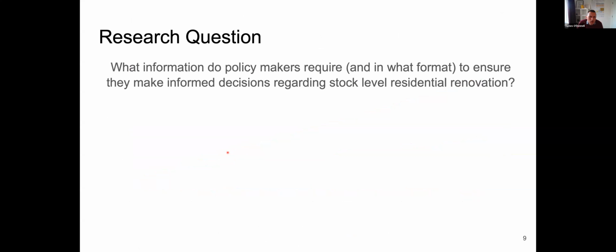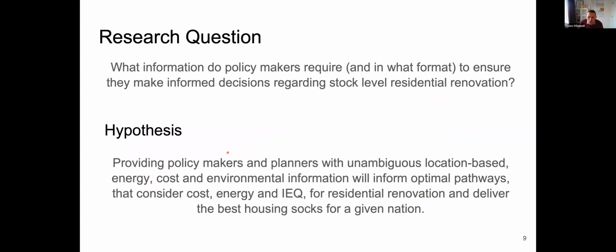So I've developed a research question here, looking at what type of information policymakers need if they're going to renovate at a stock level, and that will help them inform the appropriate pathways to take for a given country. We've also formed a hypothesis here that I don't need to read out, but essentially those policymakers can go ahead and consider the important domains of interest, from health, from indoor environmental quality to energy consumption, carbon emissions, etc., as they make those decisions and formulate the policy based on that information.